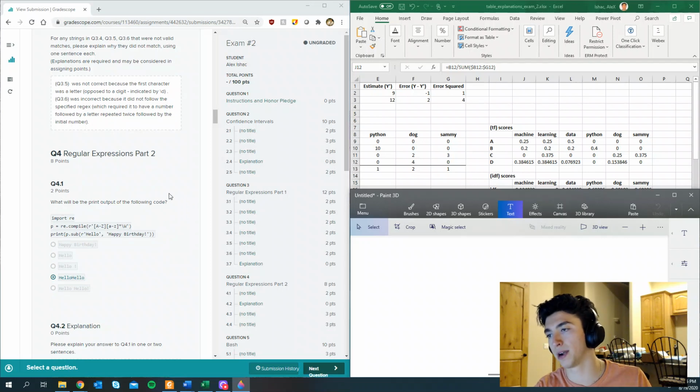So what will be the print output of the following code? The answer is hello, which is actually what I've chosen. In the code given, we're replacing the leftmost non-overlapping occurrences of the pattern in the string happy birthday. The set A through Z matches the uppercase character in both happy and birthday, hence why both are replaced with hello. The \W matches any character that is not a word character, hence why the exclamation is excluded.